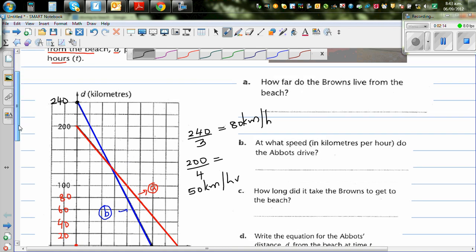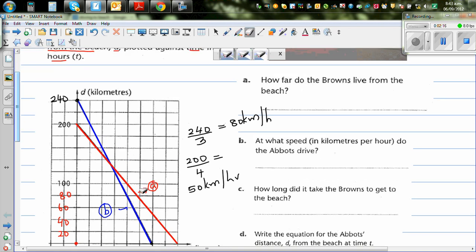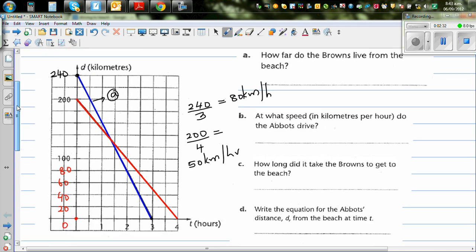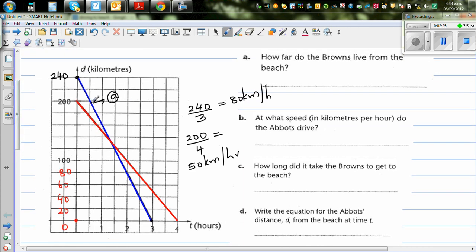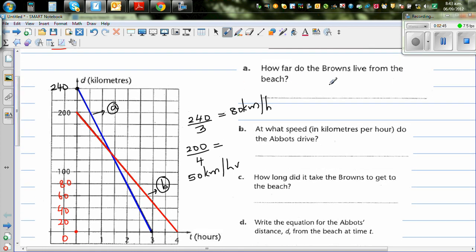Okay, sorry, I should have gone the other way around. So this 240 is for the blue. So this blue line is for A. That is Abbott, because they are traveling faster. They are traveling 240 kilometers in 3 hours. So this blue is for Abbott, and this red is for Brown. So your first question is, how far away do Brown live from the beach? This is the line for Brown, so they are 200 kilometers away from the beach.